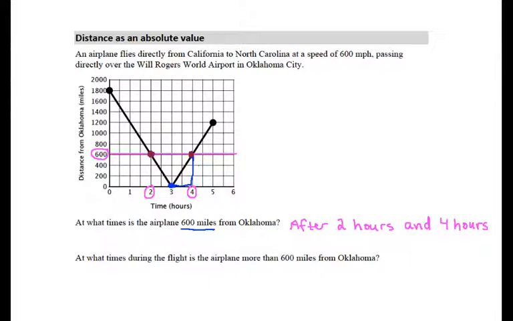We can also look at this question, at what times during the flight is the airplane more than 600 miles from Oklahoma? For that, we're going to want to think about this in terms of inequalities. This part of the graph and this part of the graph both correspond to distances of more than 600 miles. So we have two intervals here for our answer. We'll say, looks like between 0 and 2 hours, and also between 4 and 5 hours.